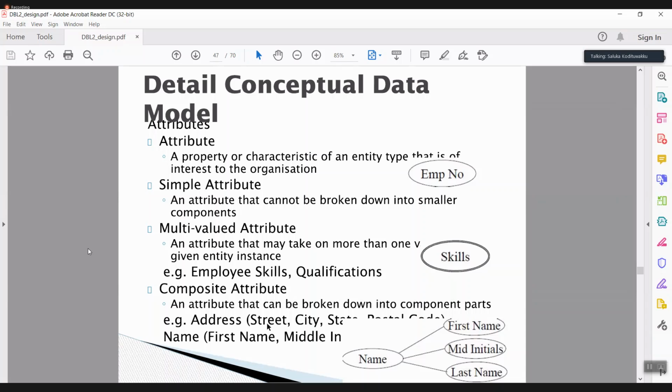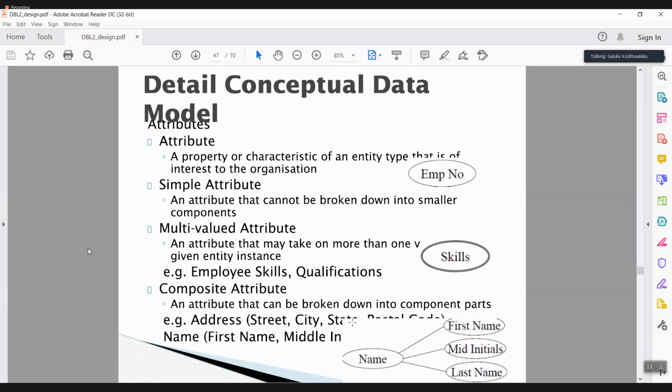And then a composite attribute is an attribute which can be composed into parts. Name, as I mentioned, first name, middle name, last name. Address: street, city, state, province, country, and so on. Those are composite attributes when we identify them. But once again, whether we model them as composite or simple depends on the application requirements.